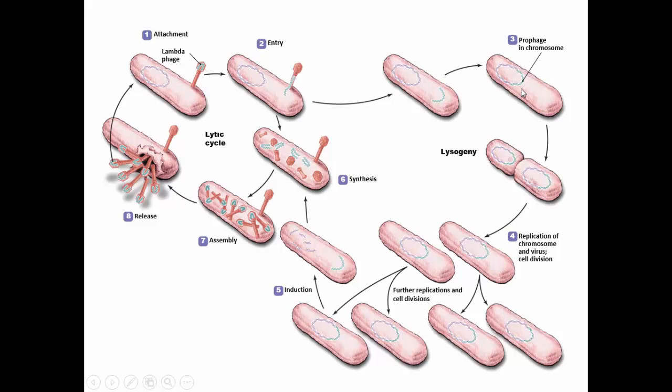Now, sometimes the prophage brings with it genes that give the bacterial cell some special properties. Some prophages are necessary for certain bacteria to become more pathogenic because it allows them to produce certain toxins.